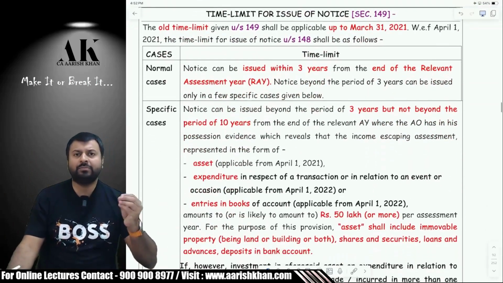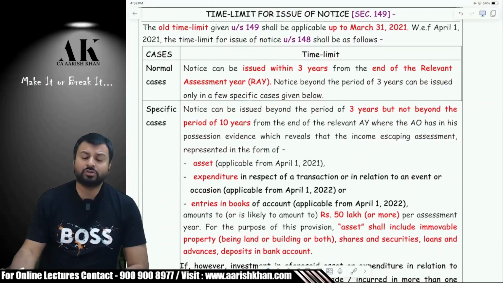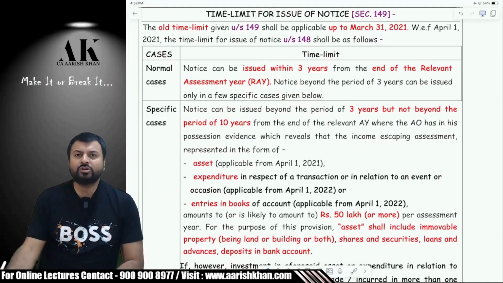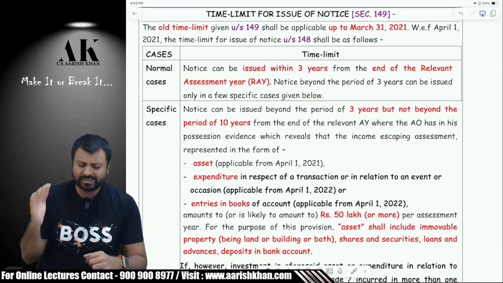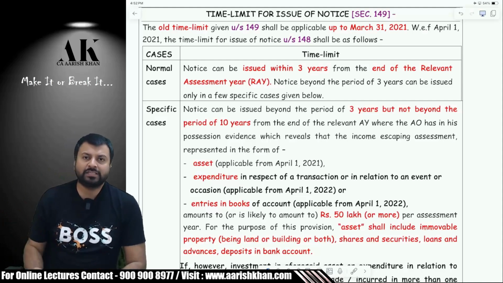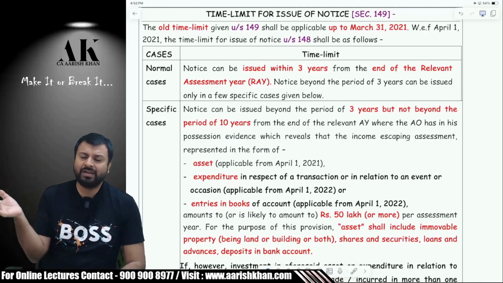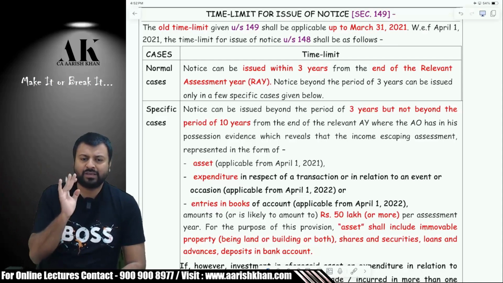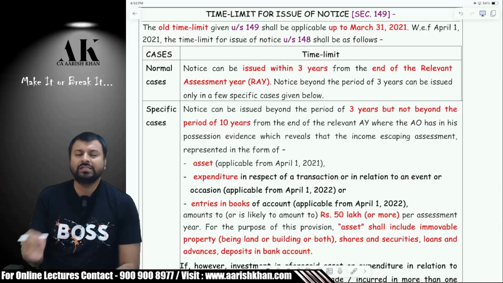Now coming to a very important issue. Sir, what is the time limit to issue notice under 148? The time limit to issue notice under 148 is amended with effect from 1st April 2021. Earlier the time limit was different. Now the time limit is different. I am not interested in the old time limit. I am interested in the new time limit. I will be speaking only the new time limit, not the old one. Okay. Now what is the new time limit?